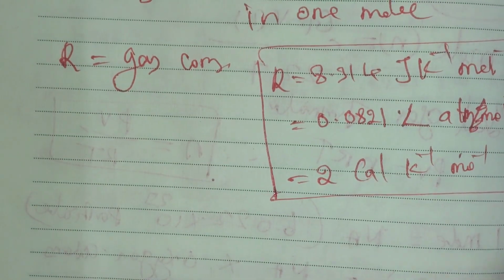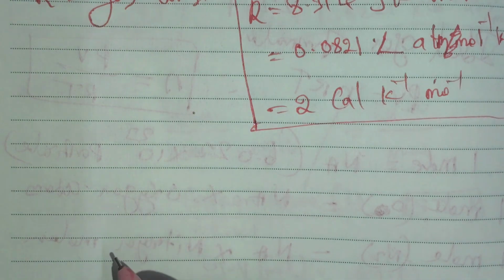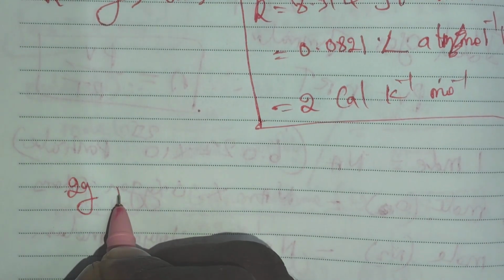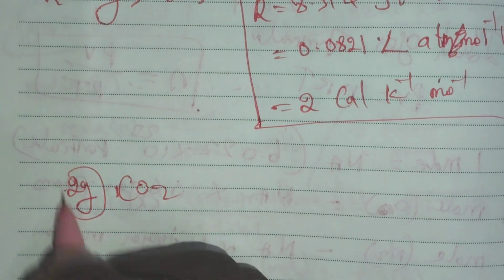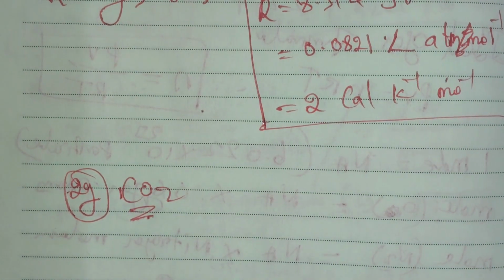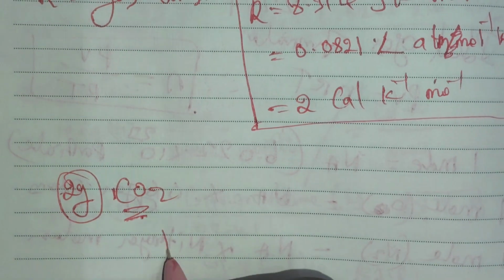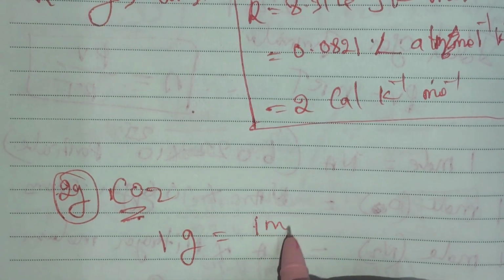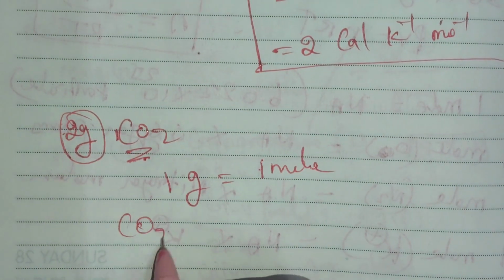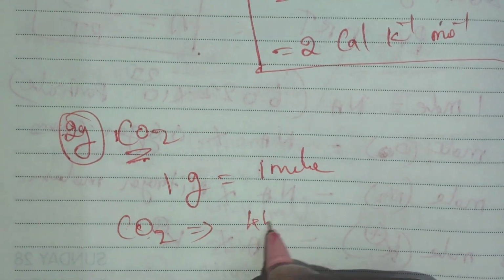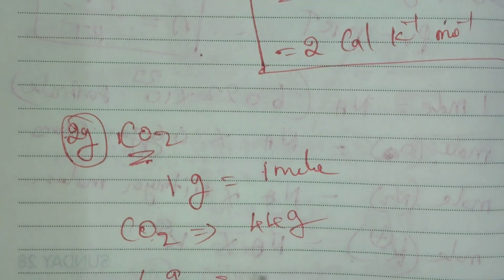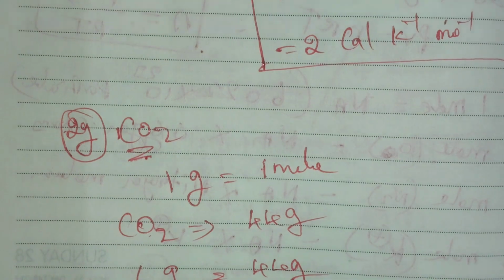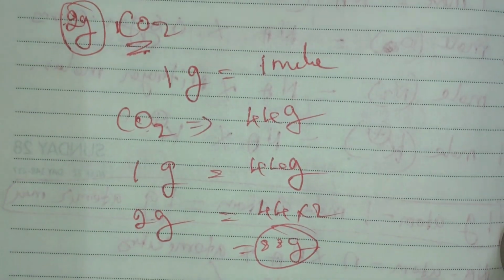Suppose here is one question: the given weight is 2 gram molecules of carbon dioxide, how much weight is that? We know that 1 gram molecule is equal to 1 mole. The weight of 1 mole of carbon dioxide is 44 gram. So 2 gram molecules means 44 into 2, that is 88 gram.